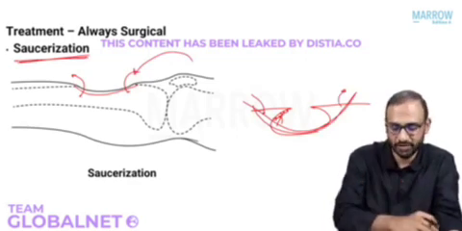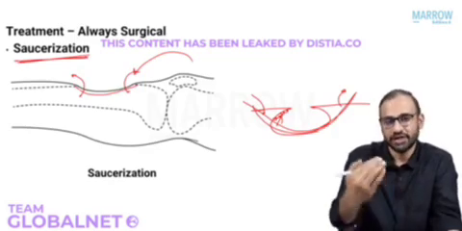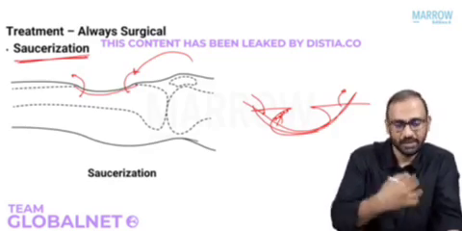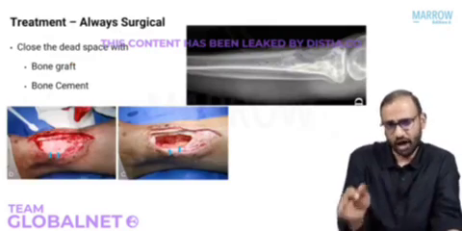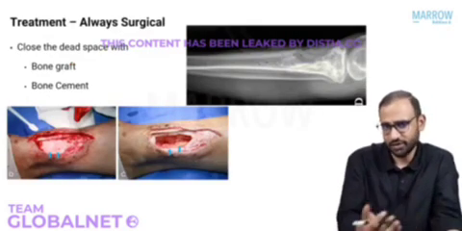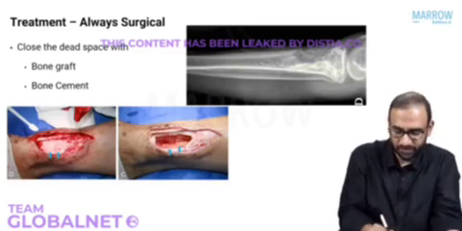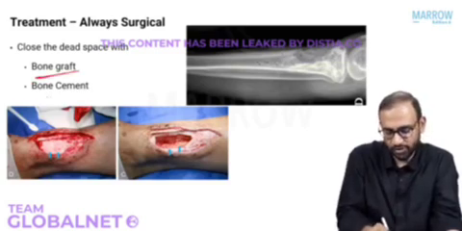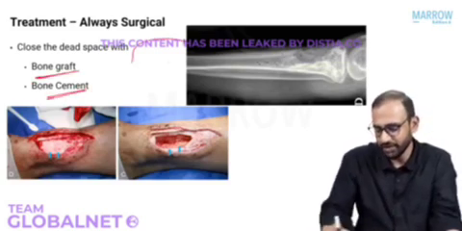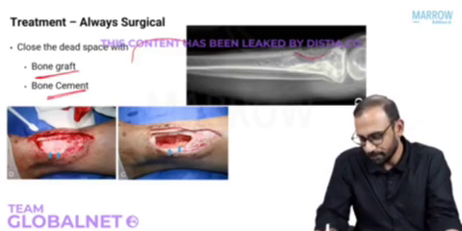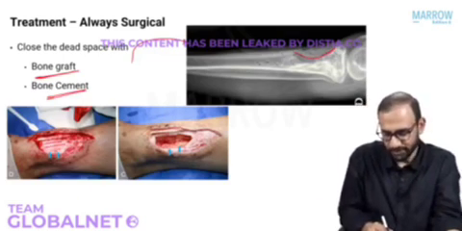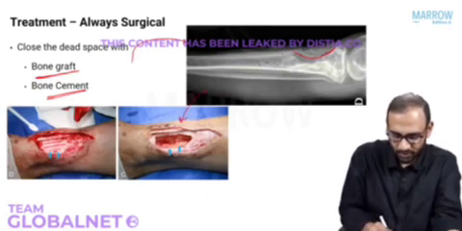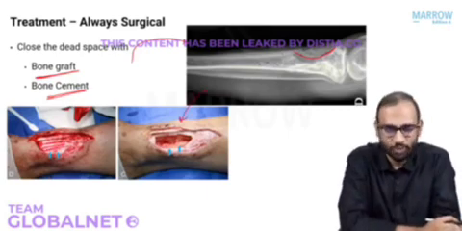So you've understood sequestrectomy, saucerization, and curettage and debridement till the paprika sign. Now, once you have done the saucerization, how will you close this dead space that you have created in the bone? You can fill it up with new bone graft or you can use bone cement. So let me show you an x-ray here. We have done saucerization and now we are closing that saucerization with bone cement. So this cavity has been closed with bone cement, or you can use a bone graft.